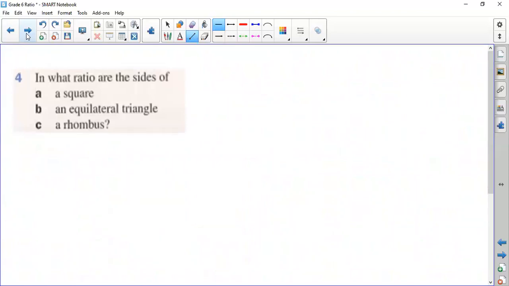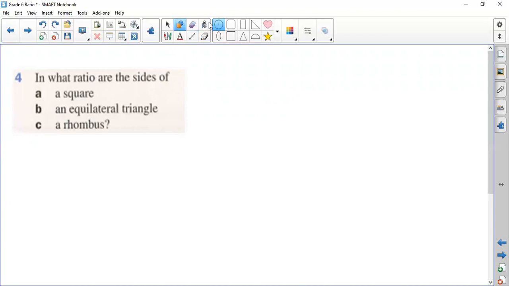Exercise 4, in what ratio are the sides of a square, an equilateral triangle, and a rhombus? So what do we know for a square? We know that all the sides in a square are congruent to each other. They have the same length. Same for the equilateral triangle and the rhombus. It means all the sides of these figures are the same.